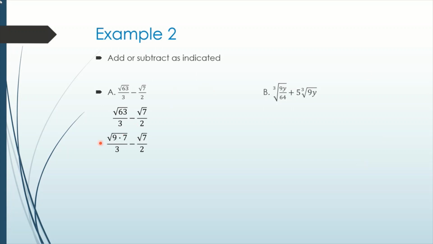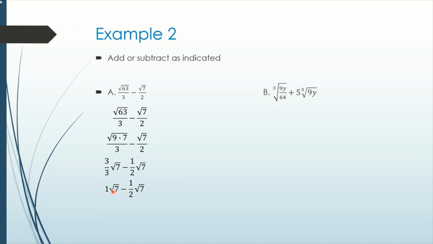Now I can take the square root of each of these. The square root of 9 is 3. And 7 doesn't simplify, so I would leave that underneath the radical. So I have something like that. Square root of 9 is 3, so that'd be 3 over 3, which would simplify to 1. I'm going to keep this as 1 so that you can see the coefficient that's in front of it.